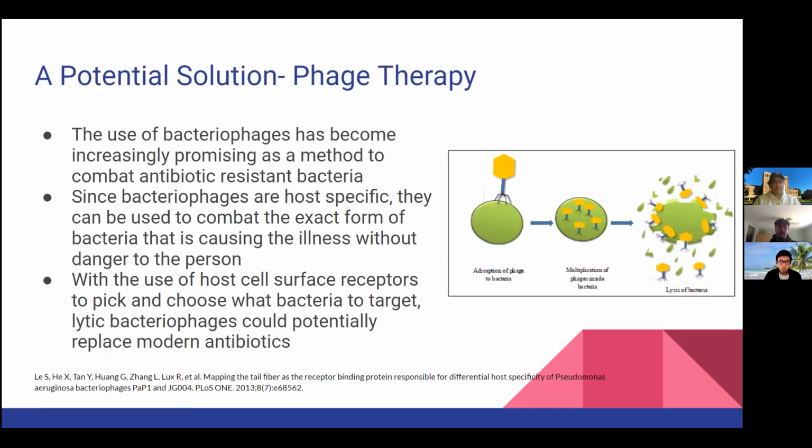So a potential solution is phage therapy, in which bacteriophages are used to combat these superbugs. This has become an increasingly promising method to combat antibiotic resistance because they are host specific, and these bacteriophages can be used to combat the exact form of the bacteria that is infecting a person without causing illness or danger to the person. With the use of host surface cell receptors to pick and choose exactly which bacteria to target, lytic bacteriophages could potentially replace modern antibiotics once the treatment has been refined a little bit more.